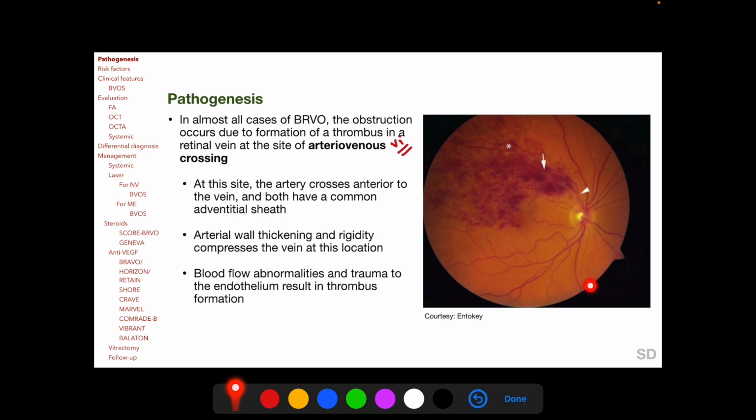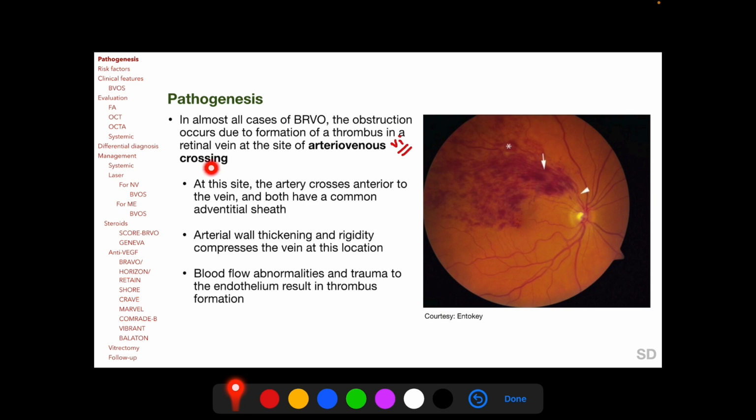This clinical photograph shows the fundus of a patient with a supratemporal branch retinal vein occlusion in the right eye, with the occlusion occurring at this arteriovenous crossing. In contrast to BRVO, where the occlusion occurs at an arteriovenous crossing in the retina, in CRVO the occlusion occurs in the central retinal vein within the optic nerve, behind the lamina cribrosa.